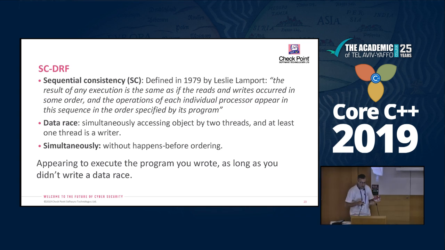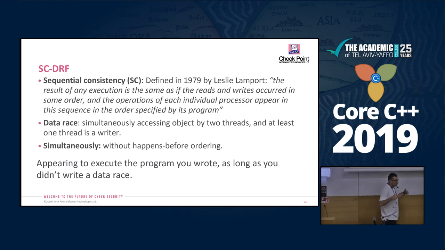Data race means simultaneously accessing a memory address from two or more threads when at least one of them is a writer. Simultaneously means with no happens-before ordering. What all this tries to say is that if we make sure we don't write a data race, we can pretend that our application is run sequentially consistent.